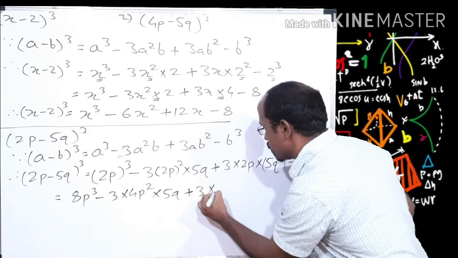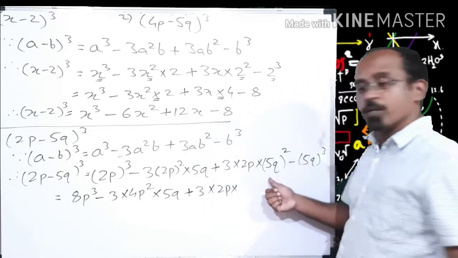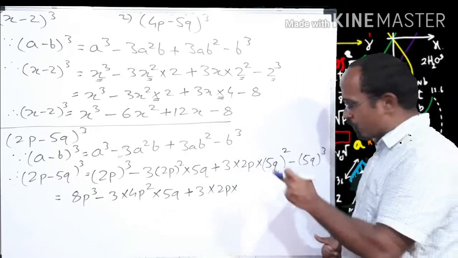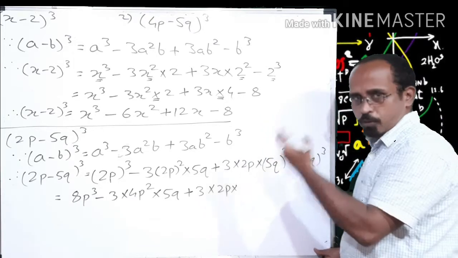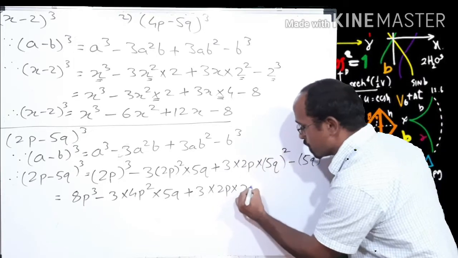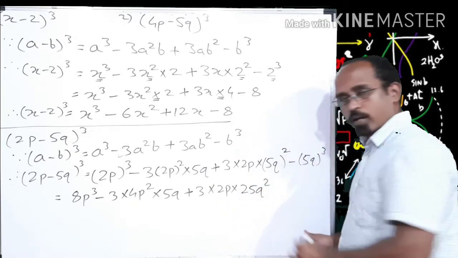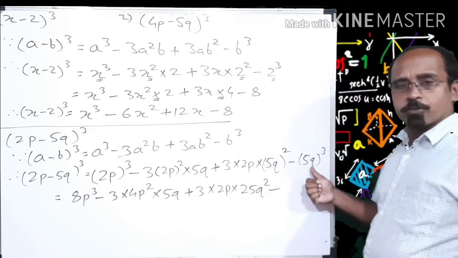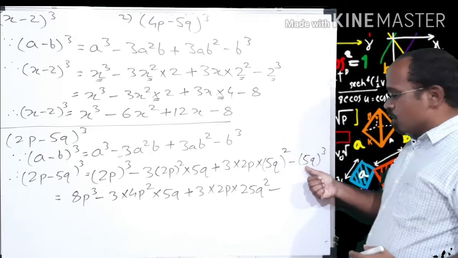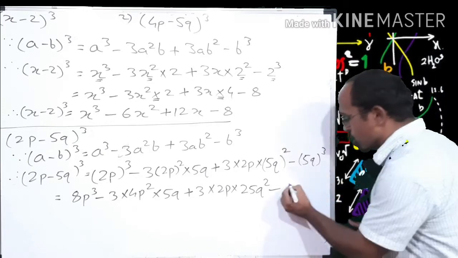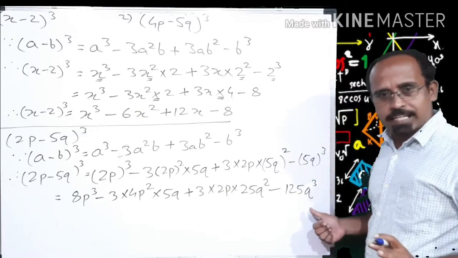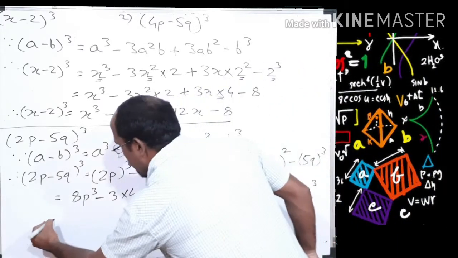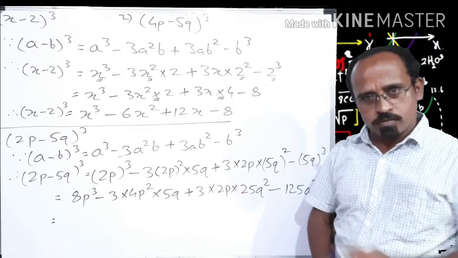Plus 3 into 2p into (5q) square. Square of both: square of 5 is 25, square of q is q square. So that is equal to 25q square, minus (5q) cube, meaning cube of both. Cube of 5 is 125, into cube of q, which is q cube. Clear, friends? So bracket and order are finished.